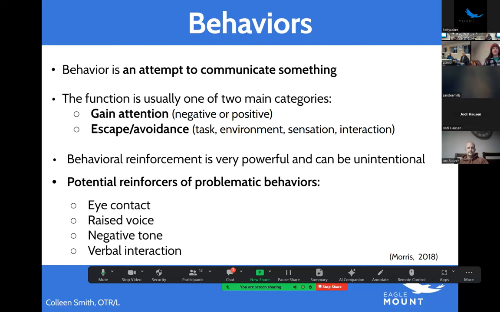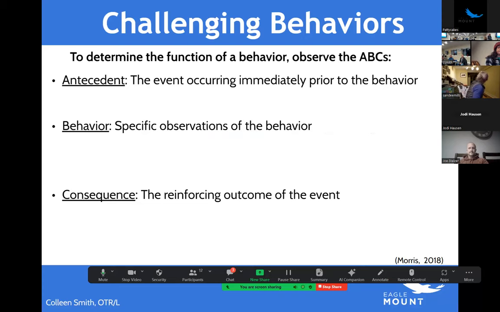So things that can reinforce problematic behaviors are giving them the attention they want, right? Like the eye contact, raised voice, negative tone, all these things that you feel like are trying to redirect a behavior are actually reinforcing it. So we're going to look at how we can prevent behaviors and also prevent reinforcing them by trying to ignore those behaviors whenever it's safe to do that.